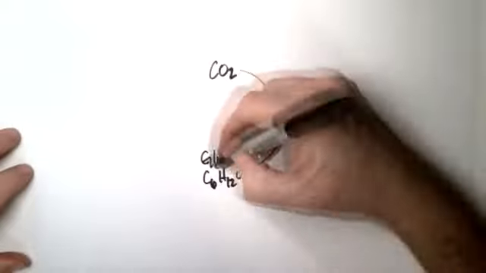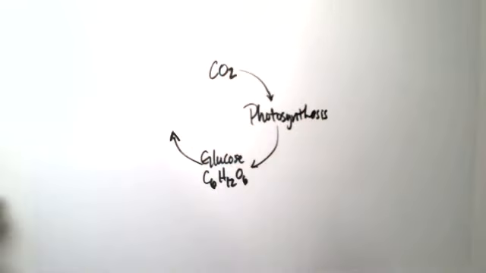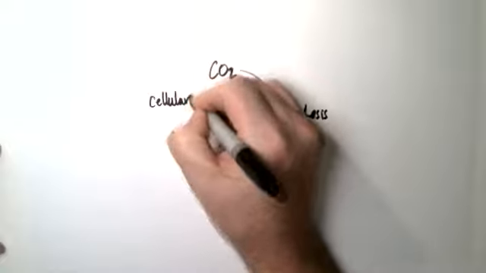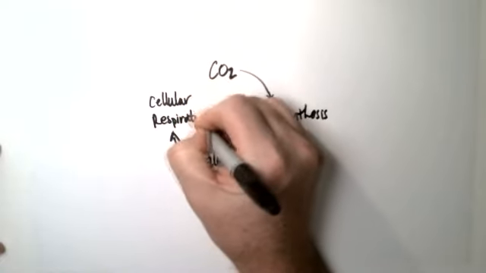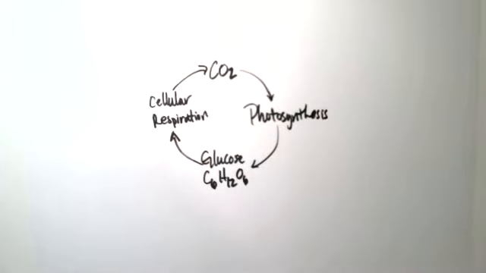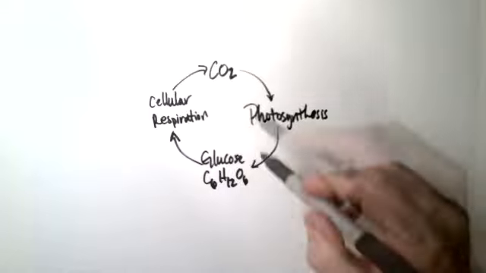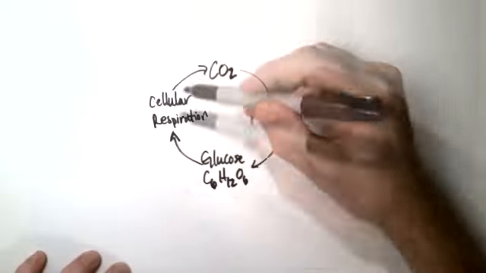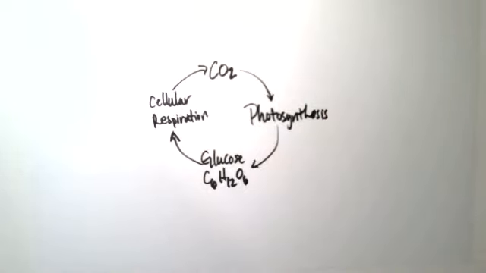But then a consumer comes along, and that consumer is going to eat that plant, or eat that organism that does photosynthesis, and take in that glucose. And we're going to break it down. We're going to combust the glucose in a process called cellular respiration. And if you remember, cellular respiration releases carbon dioxide. We give off carbon dioxide back into the atmosphere. And so there's this cycle of pulling the carbon dioxide out of the atmosphere and then dumping that carbon dioxide back into the atmosphere that has been going on for a long, long time here on this planet.